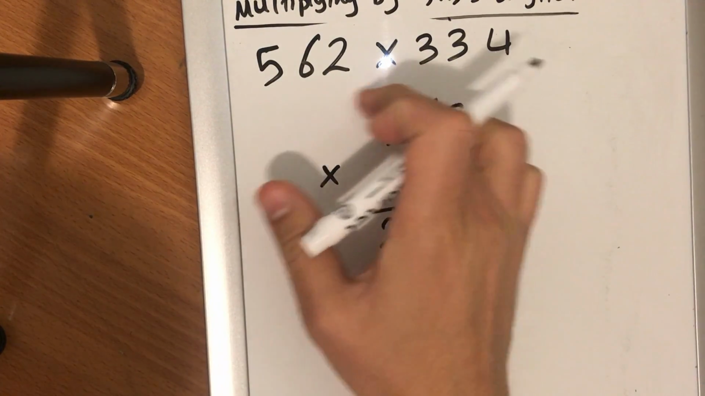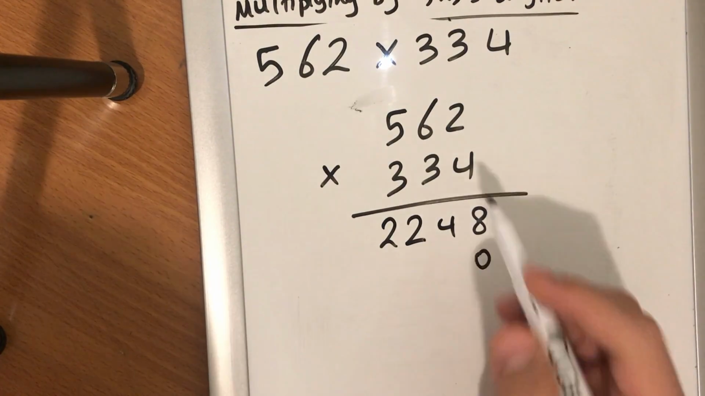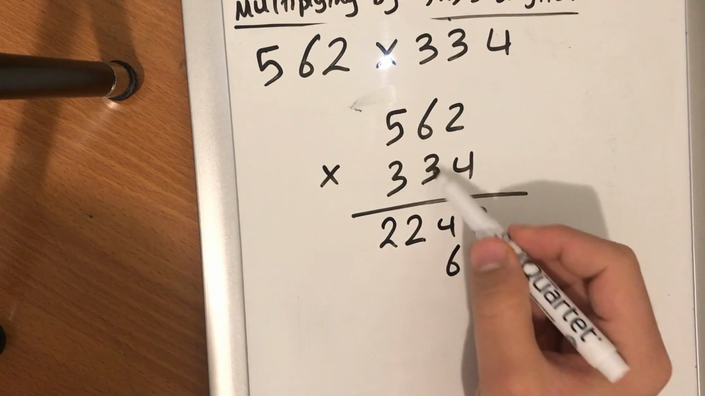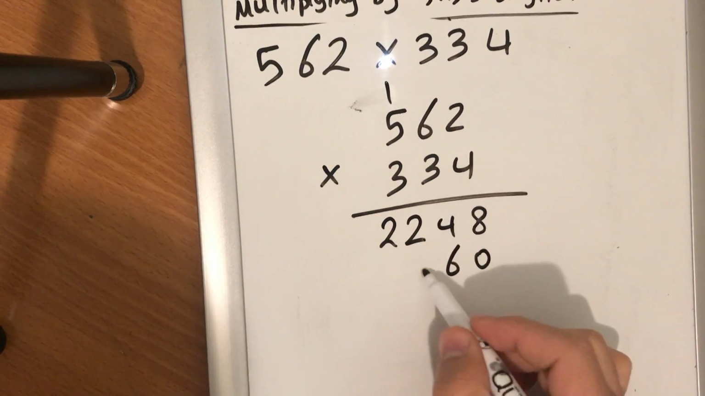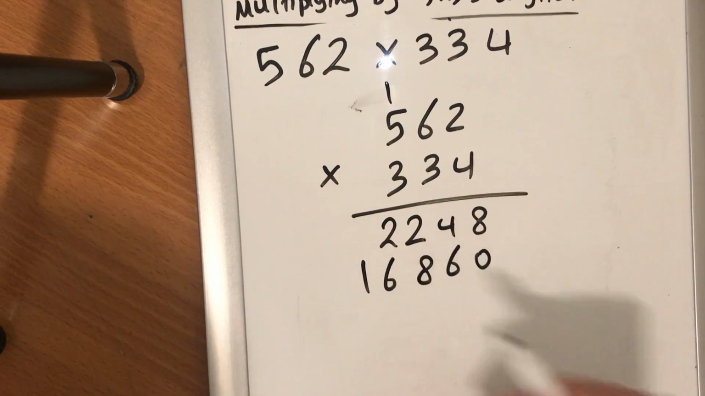Now let me erase that and start multiplying the next 3. So first I'm going to put a 0 here. 3 times 2 is 6. 3 times 6 is 18. 3 times 5 is 15 plus 1, that's a 16.